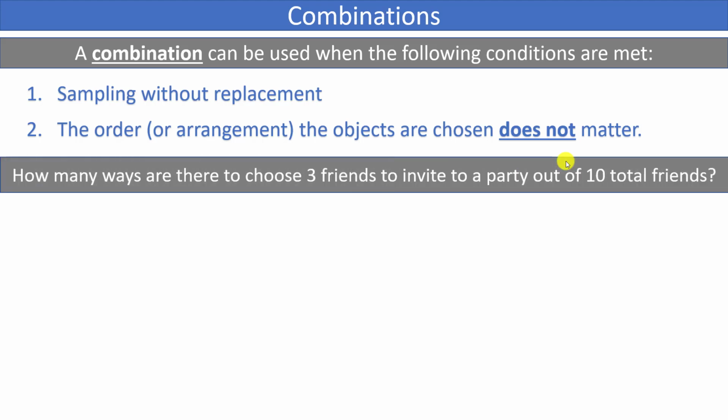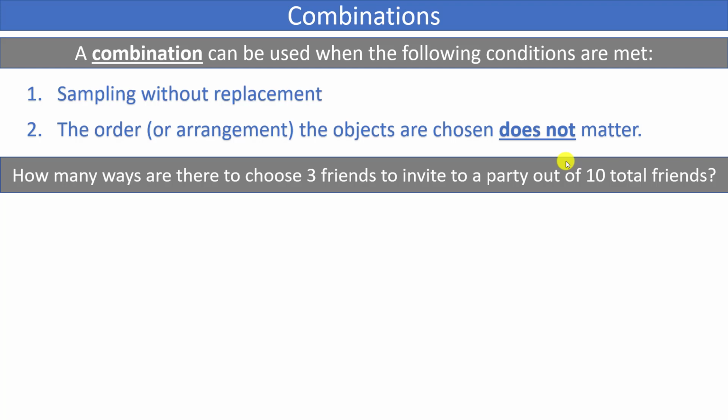So let me give you an example of that. So maybe we were asked how many ways there are to choose 3 friends to invite to a party out of 10 total friends. So you've got 10 different friends and you're going to have a small party and you want to know how many ways could I possibly choose 3 of those friends.